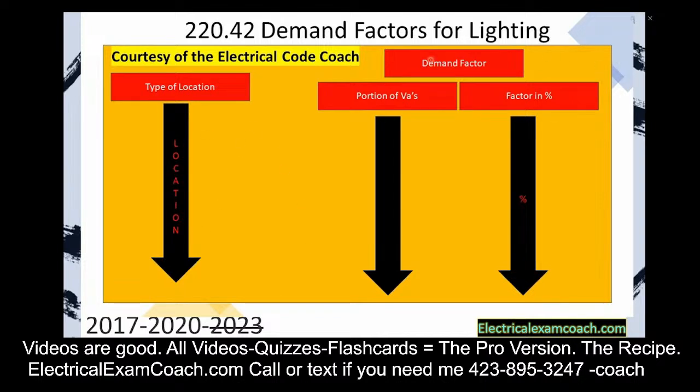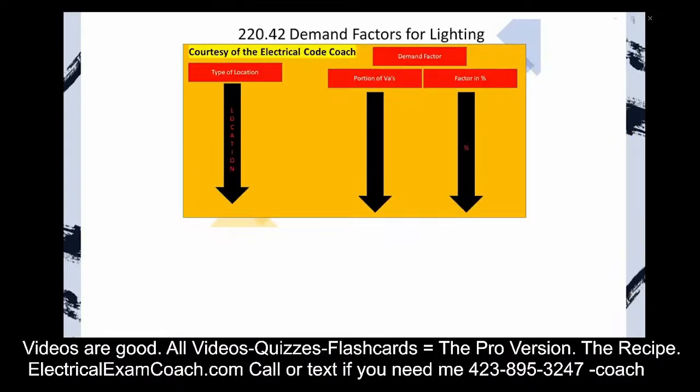Then over here across the top, we find our demand factor. In this column, it's the portion of the VAs. And then in this column, it is the demand factor in percentage. We're going to break this down one piece at a time and learn how we apply the demand factor to the 3 VAs per square foot and the 4,500 VAs for the small appliance and the laundry circuit. Let's get to it. When looking at this table, we're going to see a multi-layered demand factor for dwelling units.